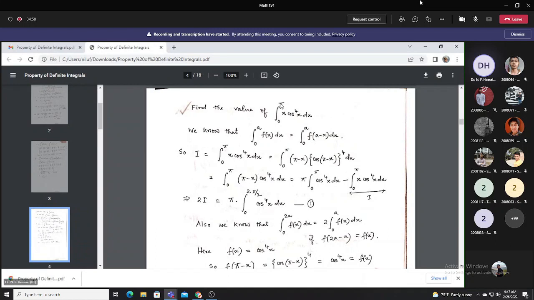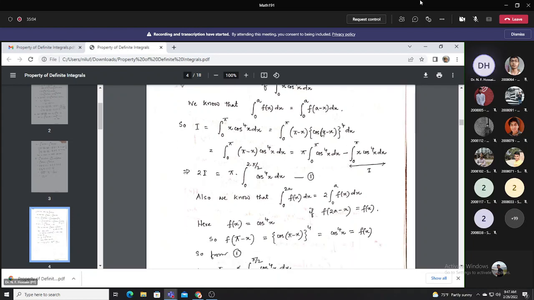So integration 0 to pi, we are naming it by I. Integration 0 to pi x cos to the power 4x dx will be integration 0 to pi (pi minus x) into cos of (pi minus x) whole to the power 4. And cos of pi minus x, actually it is minus cos x, but the power is even. So ultimately the sign will be plus. So you have (pi minus x) into cos to the power 4x dx.